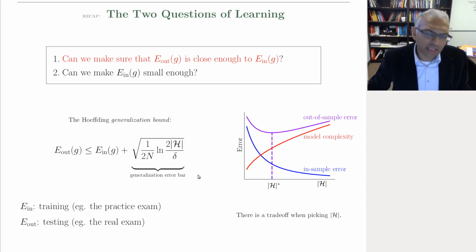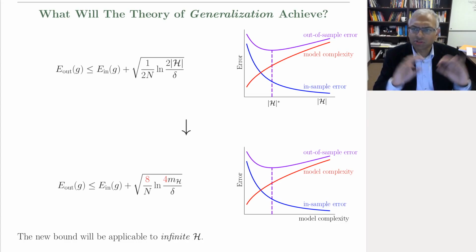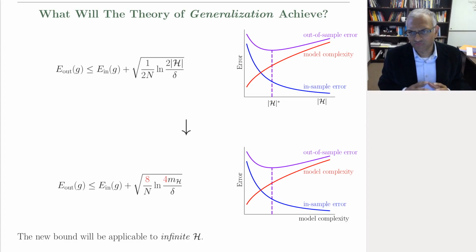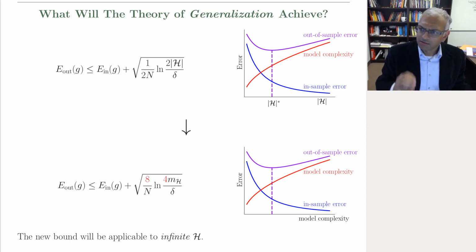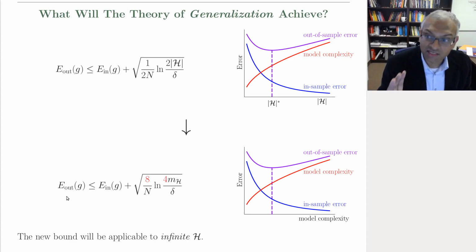Now we're going to embark on the theory of generalization. What is the theory of generalization going to accomplish? Let's put on the top here what we accomplished with finite hypothesis sets. The theory of generalization is going to tell us almost the same thing. There are some subtleties, but it's almost the same thing for infinite hypothesis sets. So we're still going to try to get a bound of the form E out of G, where G is coming from learning out of an infinite hypothesis set.